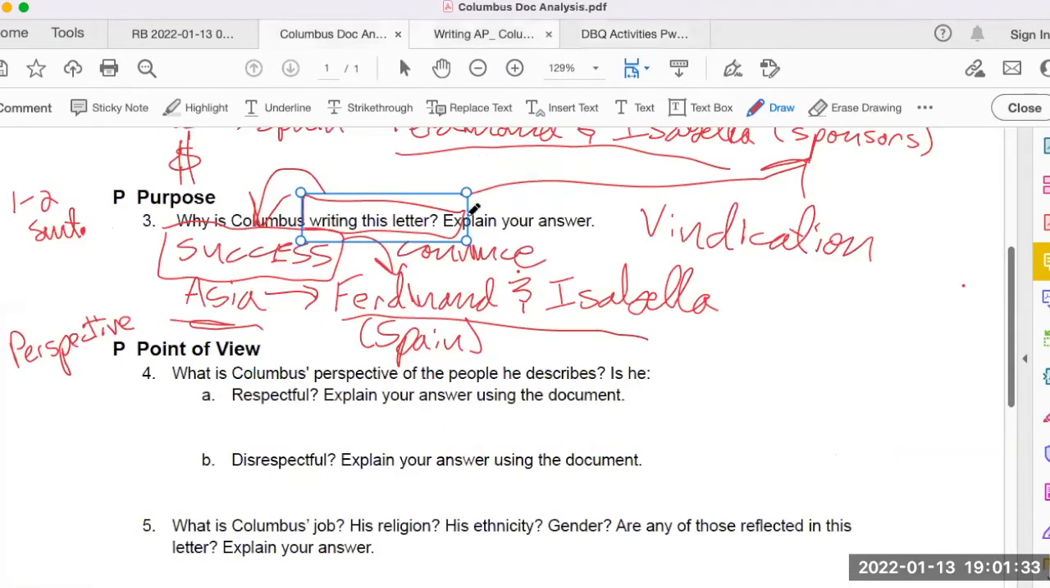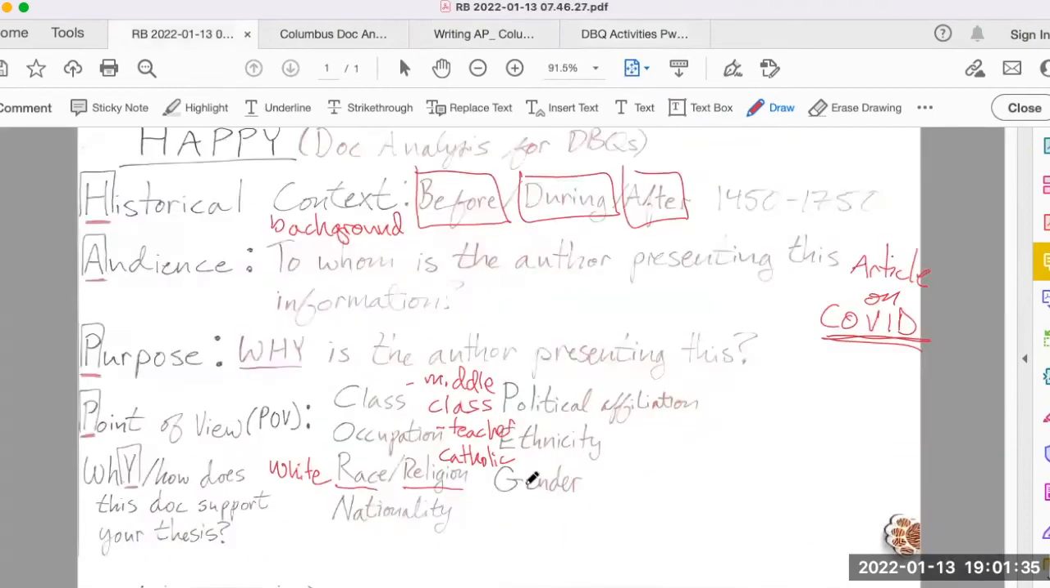Okay, with religion, him being Catholic. Well, the indigenous peoples that he comes into contact with are not Catholic. And so that is going to play into his perspective of how he sees these people that he comes into contact with. Okay, now let's move on to nationality.